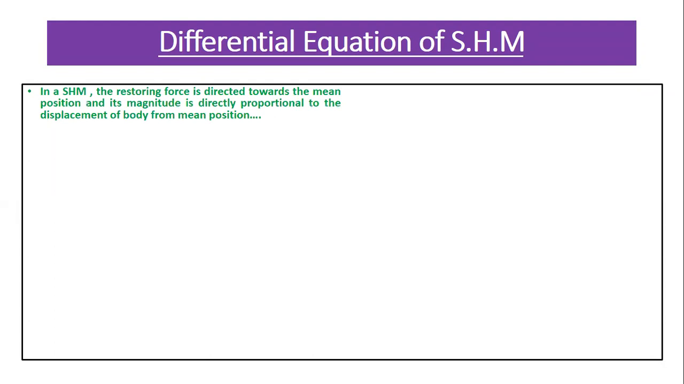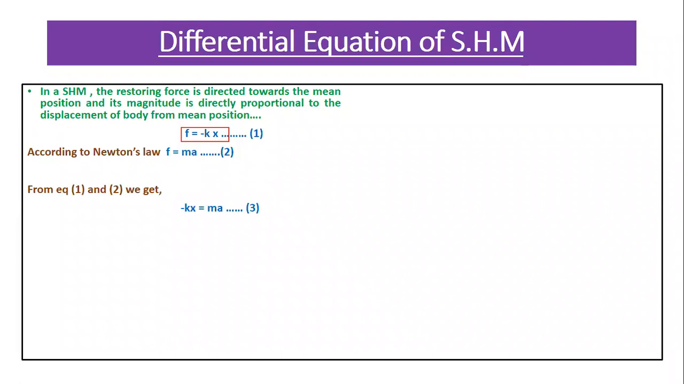Now we use the same thing we already know. Consider a body performing linear simple harmonic motion. Then we can write F is equal to minus Kx. By Newton's second law of motion, F is equal to ma. Now we substitute F is equal to ma in equation number 1 instead of F. So we get minus Kx is equal to ma.